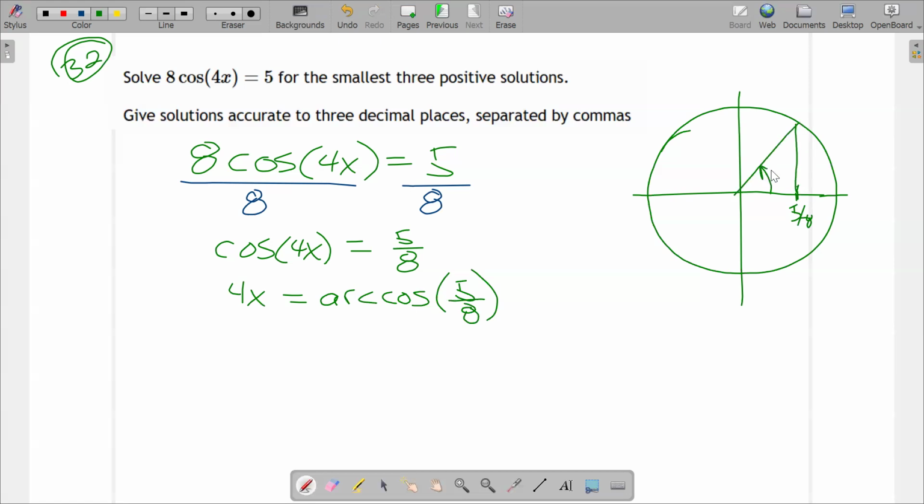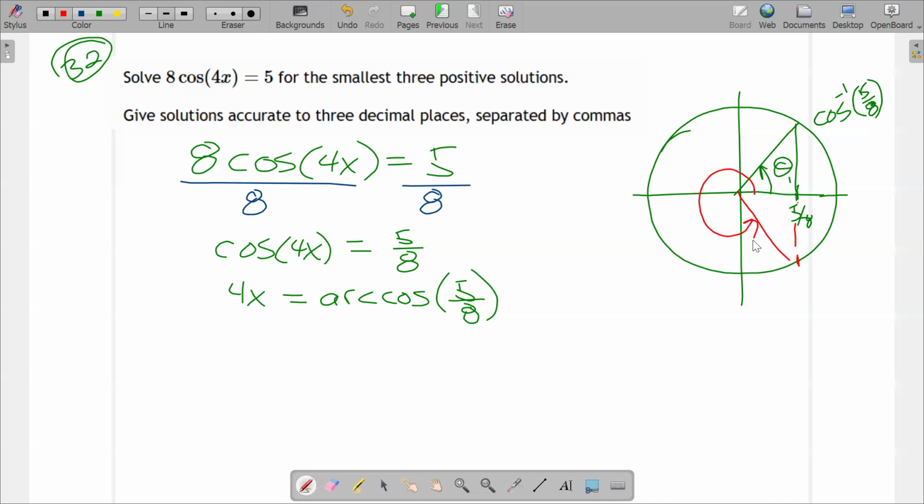So that I'm going to call my theta 1. What angle is that? That angle happens to be the arc or inverse cosine of 5/8, cosine inverse there because we're working in radians. Now, given that x value, it also has a point over here. So there's another angle over here, and this is looking for positive solutions. So that means I'm going to head around that way to get there.